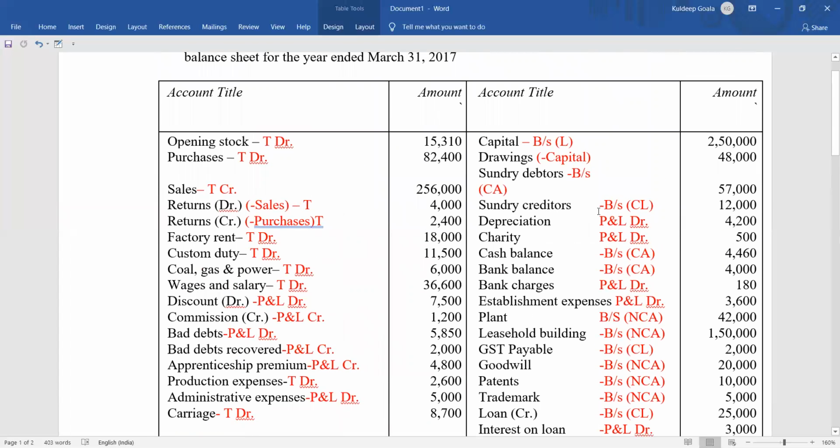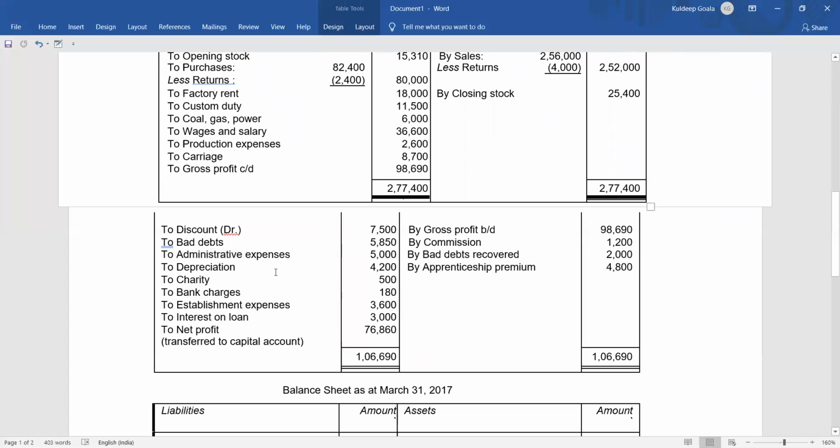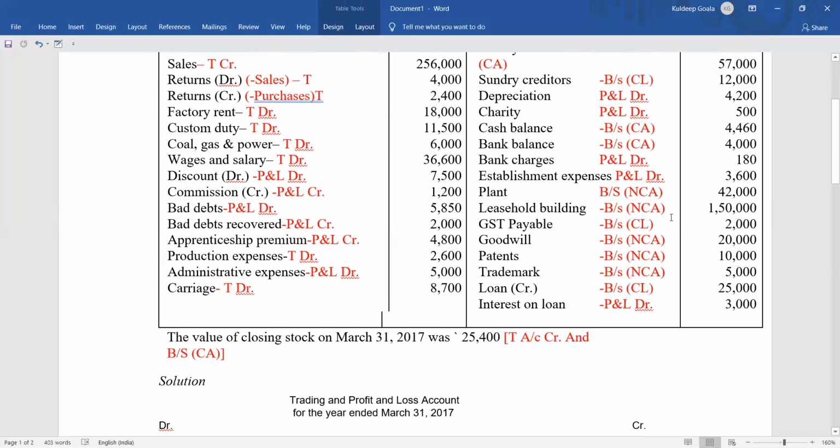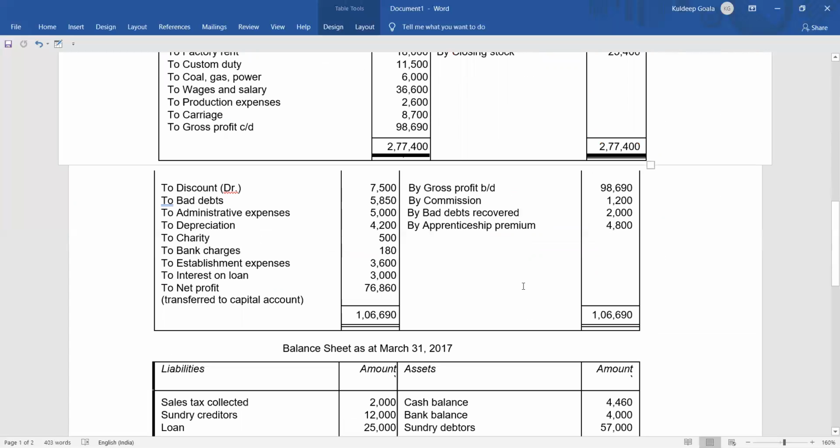The other side, we can see that there are plenty of items starting with depreciation. Depreciation of how much? 4,200 will come in the profit and loss debit side. So profit and loss debit side, we will put depreciation. To depreciation 4,200. Then what is the next one? It is charity of 500. It will also come in the profit and loss debit side. So go in the profit and loss debit side and write down two charities 500 rupees.